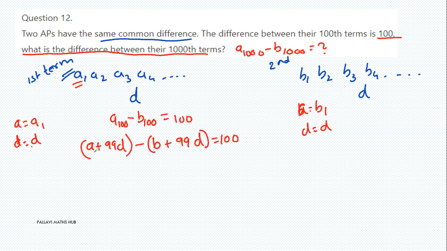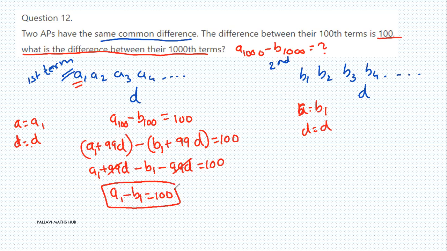If you get confusion, you can also mention A1 and B1. There is no change in that. I will write here A1 and B1 because your first term is A1, your first term is B1. In the next step, A1 plus 99D minus B1 minus into plus minus 99D is equals to 100. Plus 99 minus 99 get cancelled. A1 minus B1 is equals to 100.